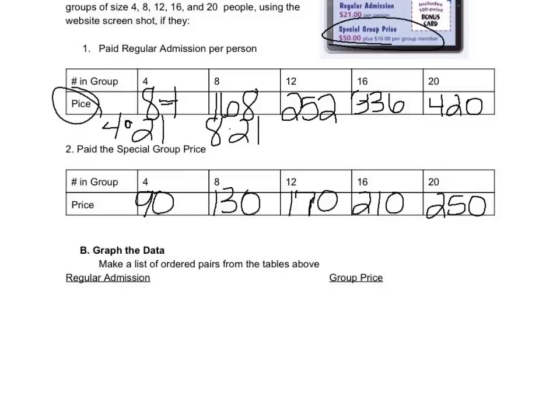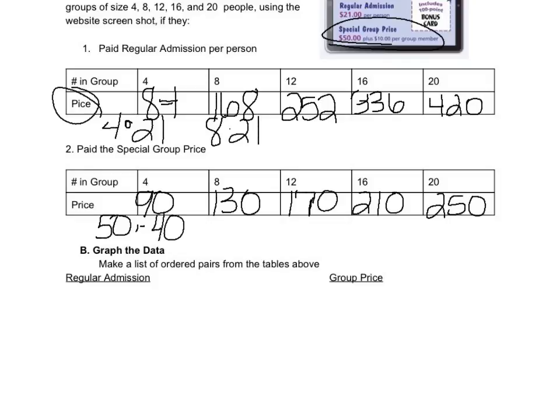Alright, so for the special group price, I have dollar amounts equal to, for 4 people, $90, 8 people, $130, for 12 people, $170, 16 people, $210, and for 20 people, $250. To find each one of those values, we had to consider the special group rate. So the initial cost into the park is $50, and then it was $10 per person. So if I had 4 people in my group, that would be an extra $40. So I had 50 plus 40, giving me 90.